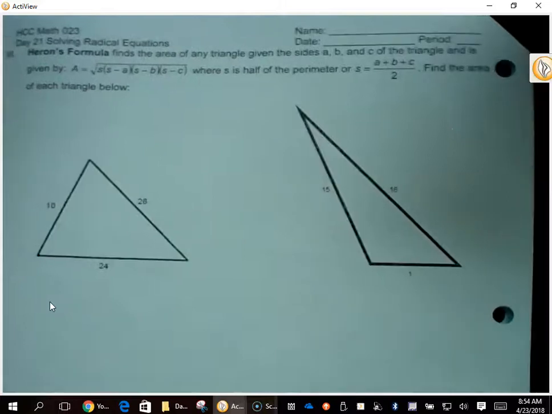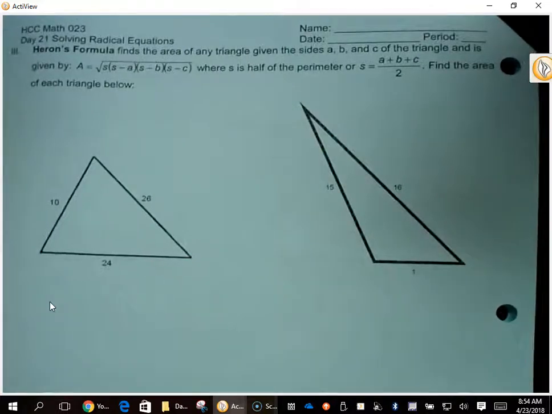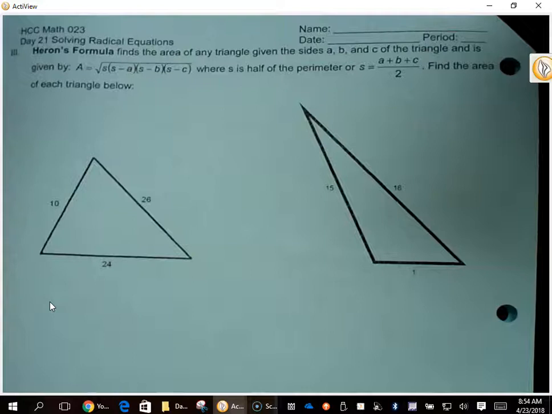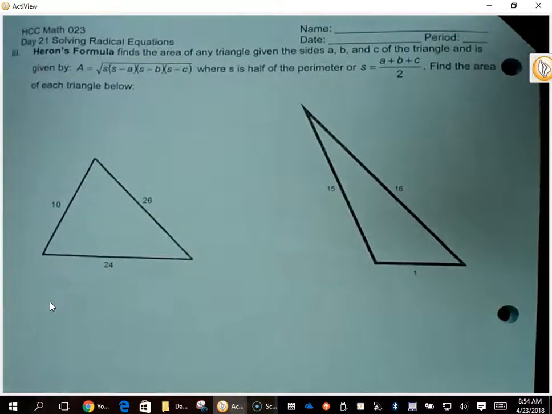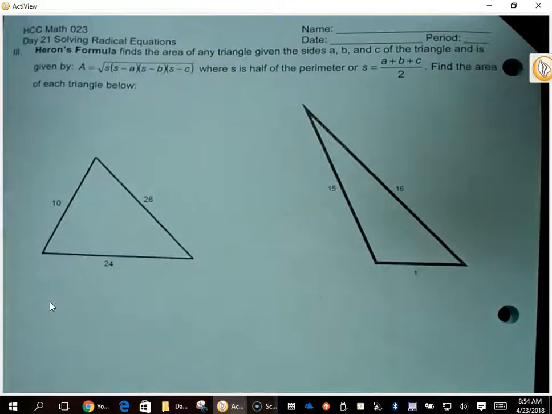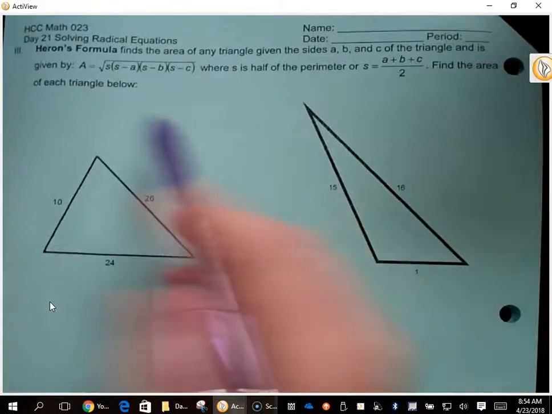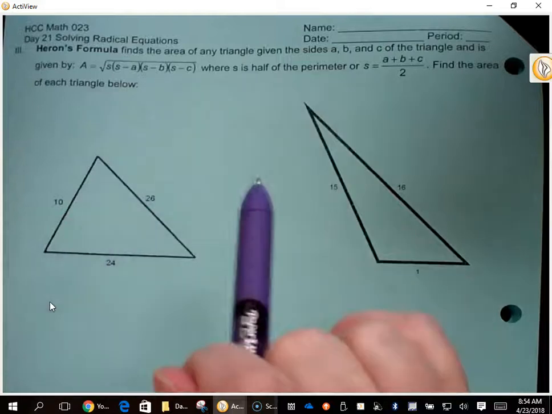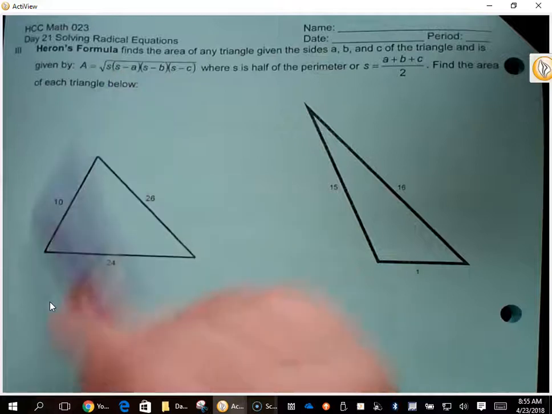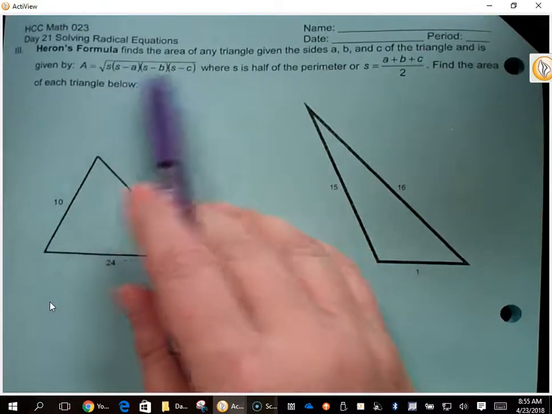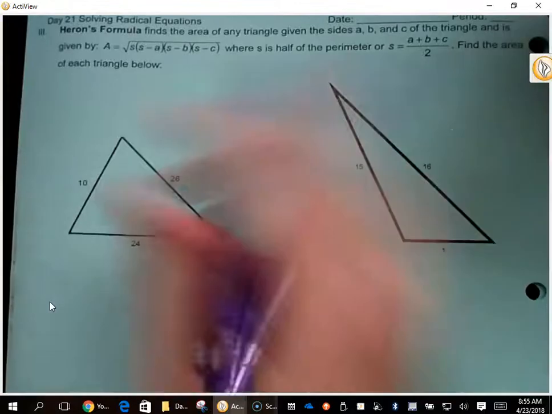Taking a look at the next equations. Hey, this time we're using Heron's formula. Heron's formula is something that we don't often talk about, and it finds the area of any triangle given sides A, B, and C. S is half the perimeter. So what you have to do first is find the perimeter, and then you're going to take the square root of the half of the perimeter minus the first side, half the perimeter minus the second side, half the perimeter minus the third side. So let's find our perimeter.